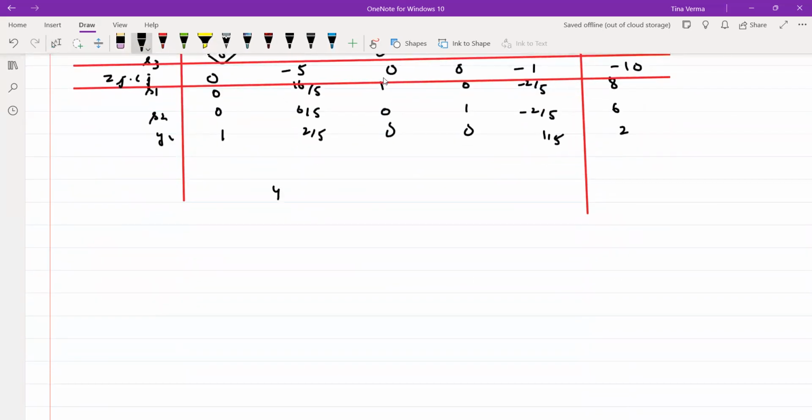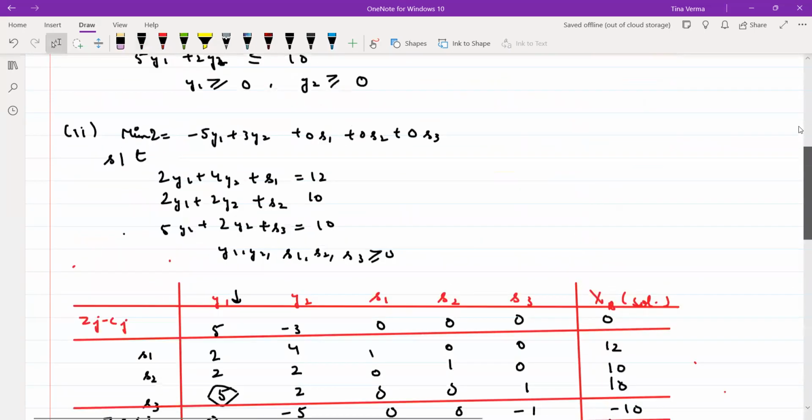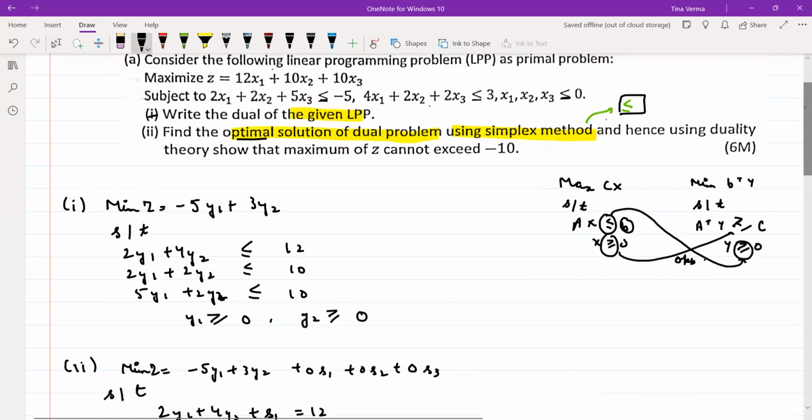So what you got as the optimal solution is y1 as 2, y2 as 0, and my z star, that is the minimum z star value, is minus 10. And you are also given that you have to show something related to your primal problem, and hence you have to show that using duality theory the maximum value of z cannot exceed minus 10.